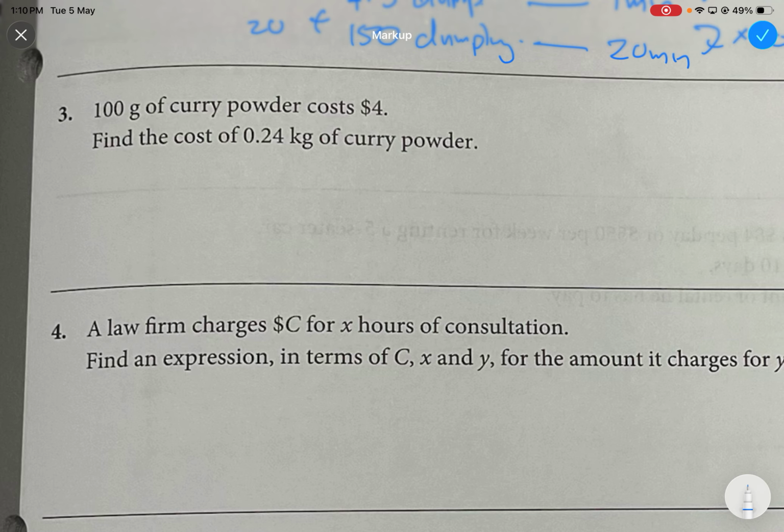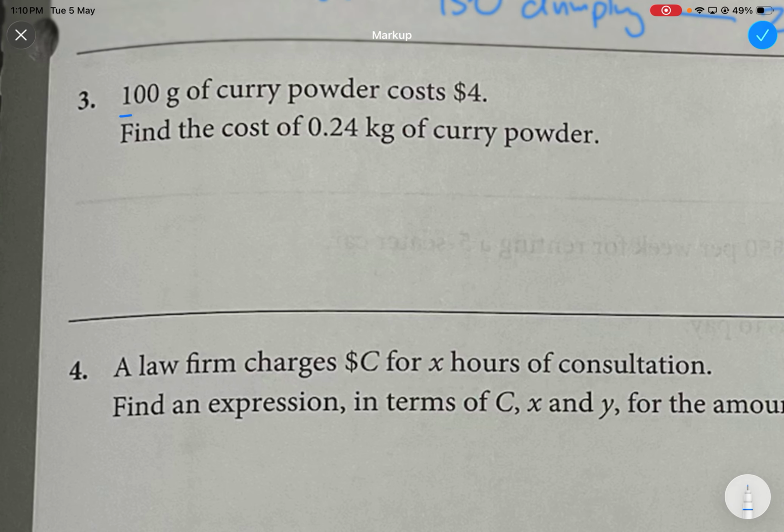Okay. Number 3. 100 gram, $4. Then 0.24, this time is kg. So you must first find out 0.24 kg is how many gram? Okay? 1 kg is 1000 gram. So 0.24 kg is actually 240 gram.